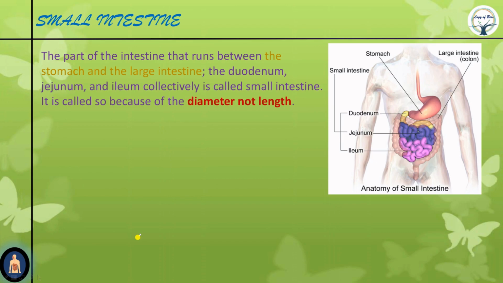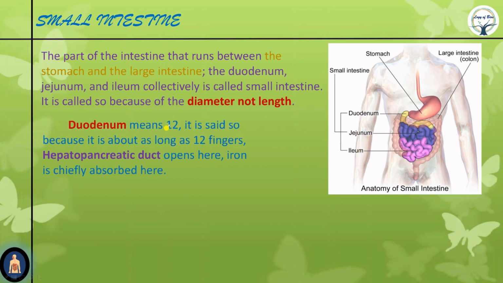So our first part is the duodenum. See the yellow part, it is the duodenum. Duodenum actually means 12. It is said so because it is as long as your 12 fingers, approximately 25 centimeters. The main thing to remember is that the hepatopancreatic duct opens here. Hepa is liver and pancreatic is from the pancreas. So the duct from the liver and the duct from the pancreas both join together to form the hepatopancreatic duct, and this duct opens here in the duodenum. Iron is chiefly absorbed here.